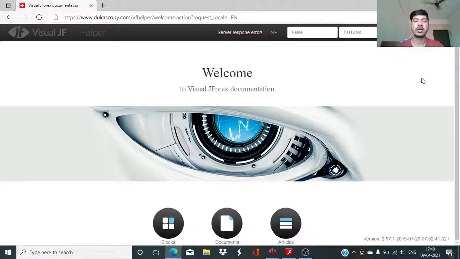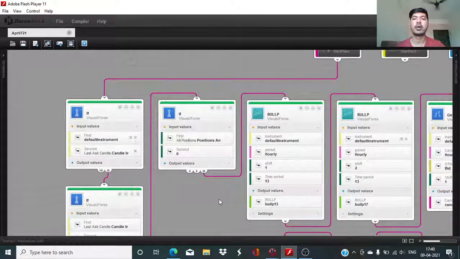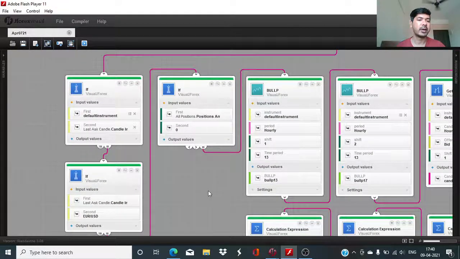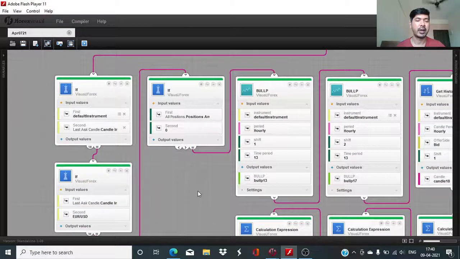In today's session of Visual JForex, we will be trying to complete the setup using the indicator Bull Power. Today is the Friday session, so once we are done with this, we will be good to go for the weekend also. So let us now get started. We will be heading to the Visual JForex board, which has been developed by Dukascopy Bank SA to make the life of the traders easier. We can design and develop the algorithms in a simplistic manner using this platform.